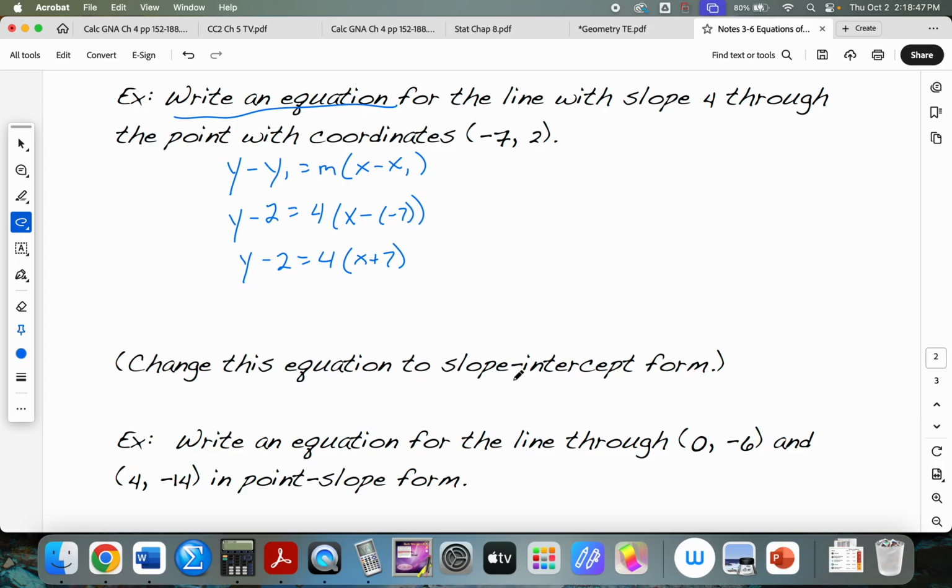All right, this one asks you to change this to slope-intercept form. Can you change it into slope-intercept form? Yeah. The way that you change it is this. I'm going to rewrite it over here. We distribute the 4. So that'd be y minus 2 is equal to 4x plus 28. Add 2 to both sides. And that'd be y is equal to 4x plus 30.